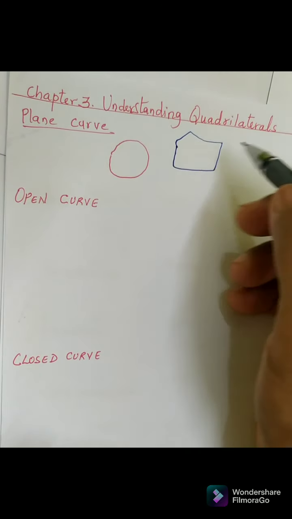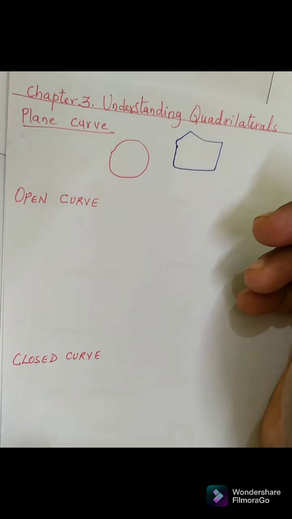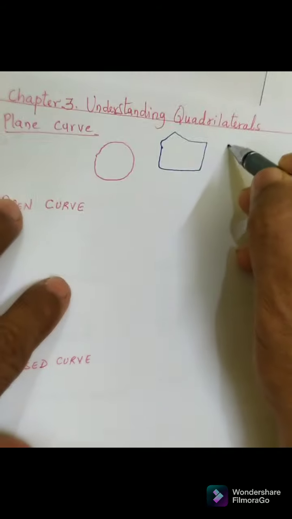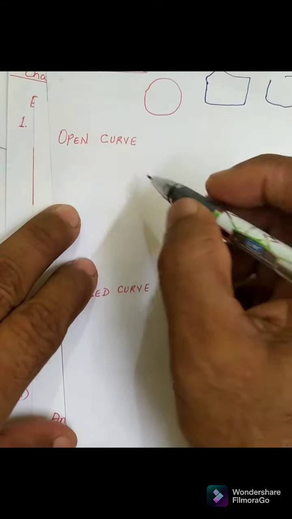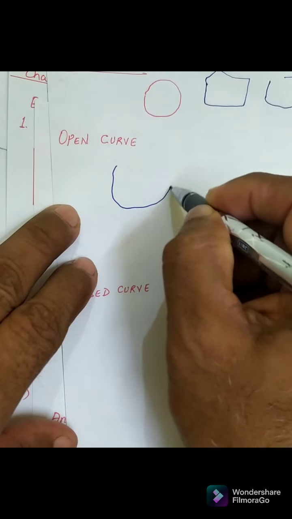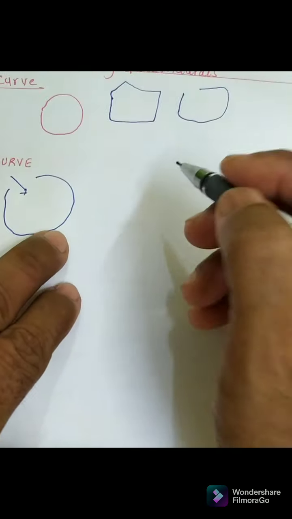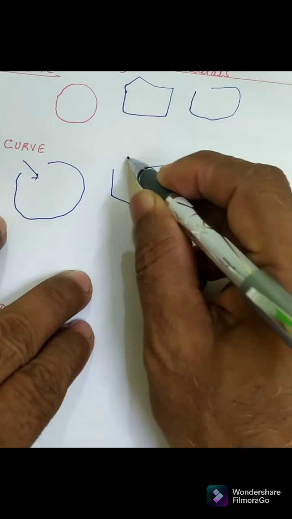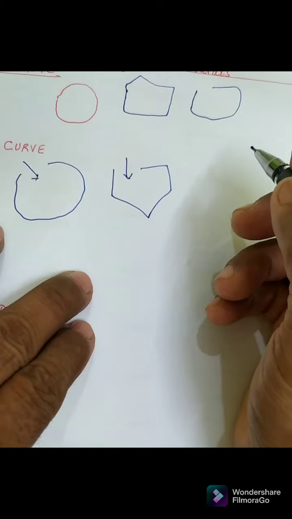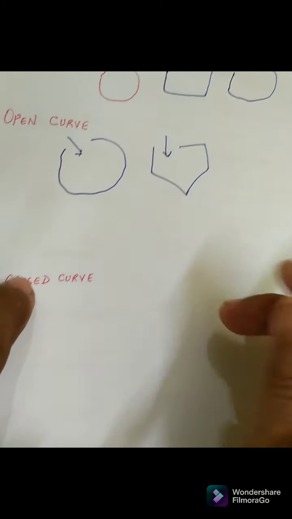I end up like this. So this is a plane curve, and if I just keep it like this, it will be an open curve. Now like this, I go like this, this is an open curve, this side it is open. So if I take a figure like this, this side it is open. So this is an open curve.